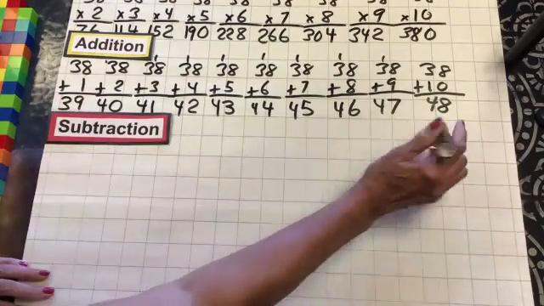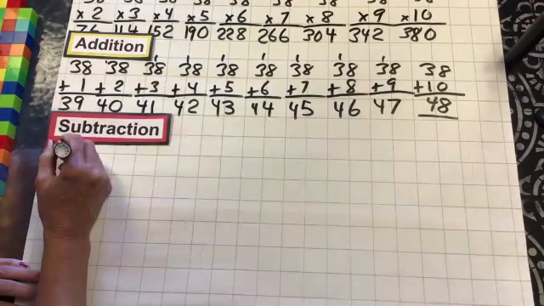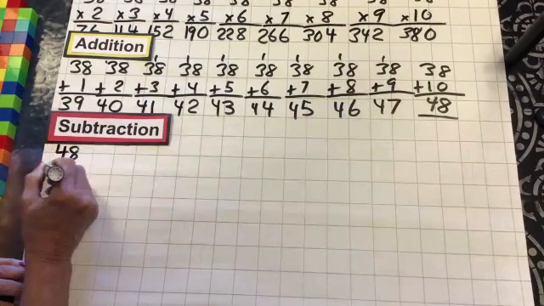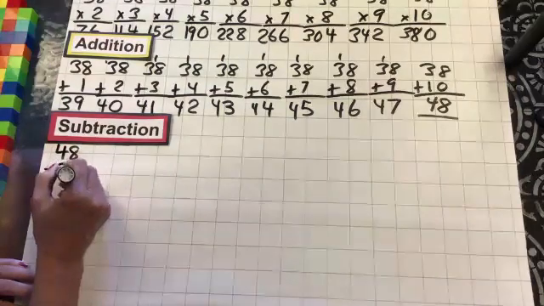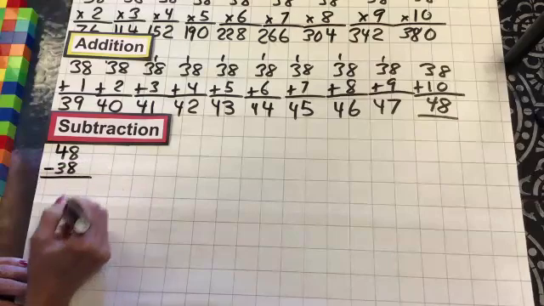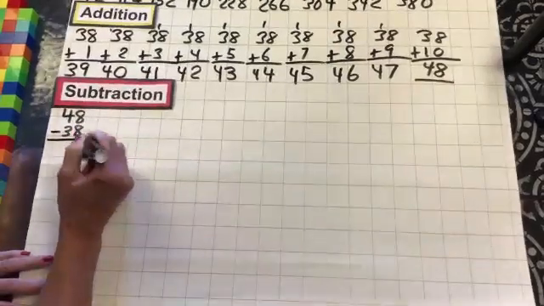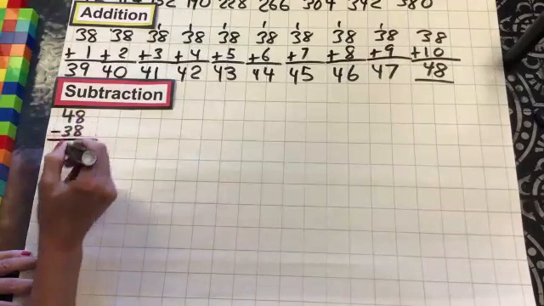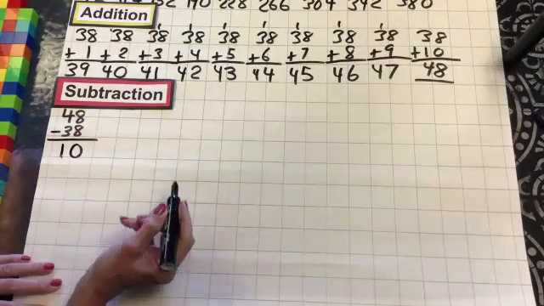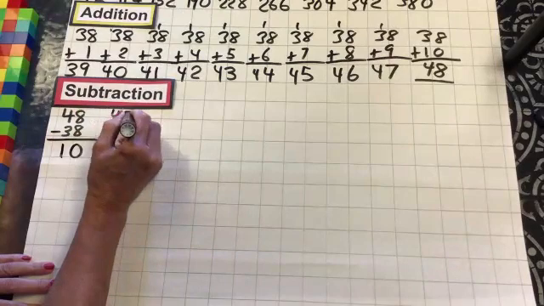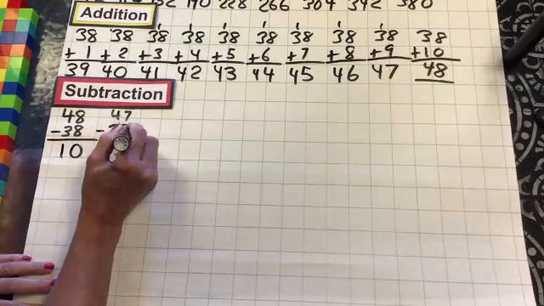So we're going to start off with the 48 here. 48 minus 38 equals, 8 minus 8. 8 minus 8 is 0. 4 minus 3 is 1. All right, 47 minus 38.